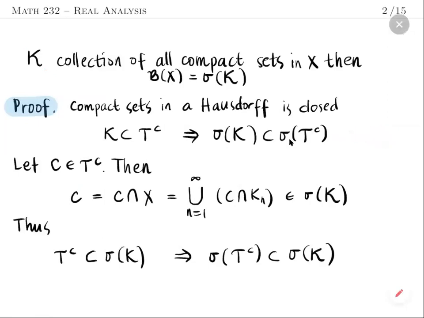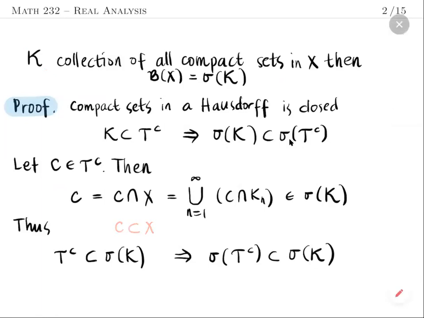Okay, so here we now have the inclusion that the sigma algebra generated by the compact sets is contained in the Borel sigma algebra. Okay, so to prove the other inclusion, suppose that C is an element of the complement of the topology. In other words, C is closed. Then I can write this C as C intersection X. Take note that X is the universal set, meaning C is a subset of X here.